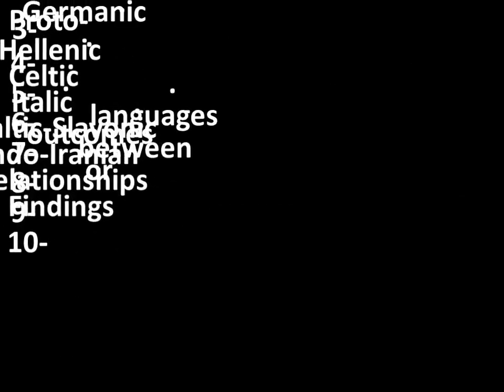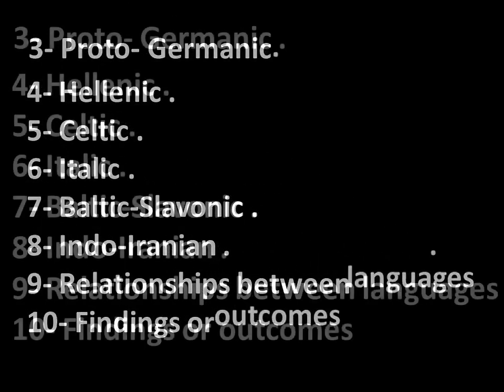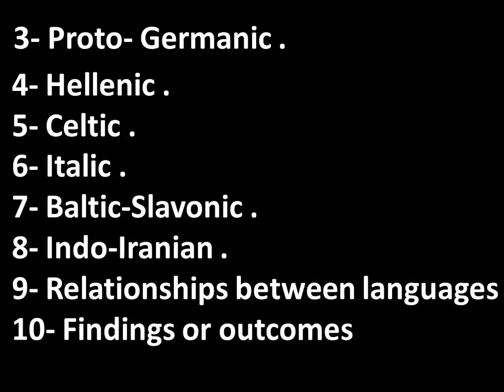A third idea is: what is Proto-Germanic? Number 4, Hellenic languages. Number 5, Celtic languages. Number 6, Italic languages. Number 7, Baltic Slavonic languages. Number 8, Indo-Iranian languages. Number 9, relationships between languages. And finally, findings or outcomes of your research.